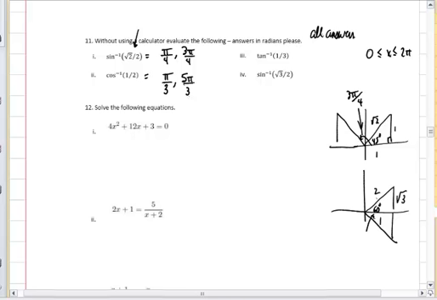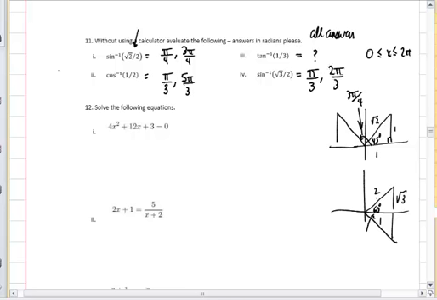For tangent, to have a 1 over 3 ratio, I don't know if I have an angle for that. I don't think I have an angle that I can do without a calculator, so I'm going to just say we can't do that. But this one, we can definitely do a sine ratio of root 3 over 2. That would be pi over 3, and in quadrant 2 that would be 2 pi over 3.